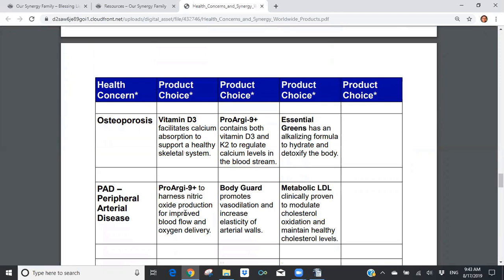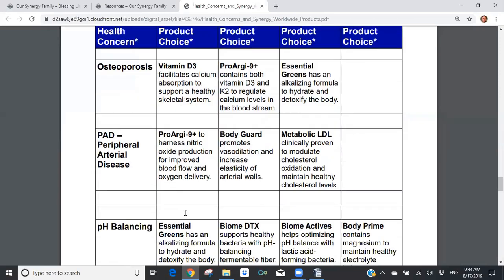For peripheral arterial disease, again, it's just another type of cardiovascular disease: Pro-Arginine Plus, Bodyguard, metabolic LDL. Nitric oxide therapy through Pro-Arginine Plus to improve blood flow and address inflammation, and Bodyguard to, again, promote blood flow, metabolic LDL to, again, limit vascular inflammation, which is what caused, most likely, the peripheral arterial disease to start and then develop.